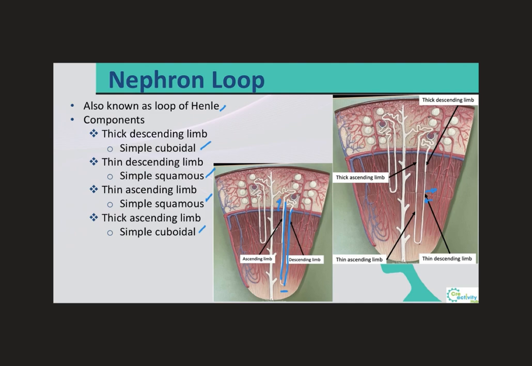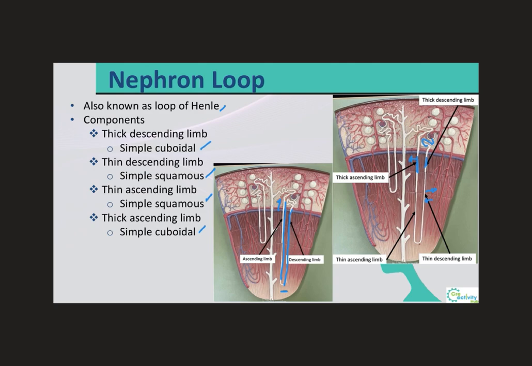Now in the thick descending limb, nothing much happens because it's a simple cuboidal epithelium and there are no microvilli like you have in the proximal convoluted tubule. However, the thick ascending limb contains an active transport mechanism that will pump sodium and chloride ions out of the tubular fluid.